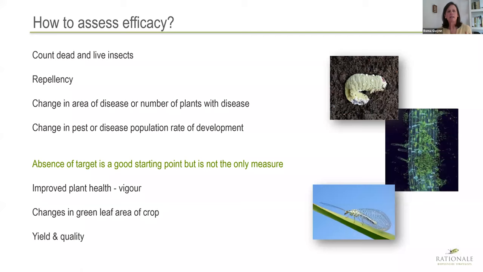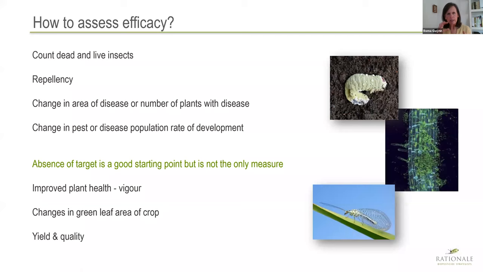Particularly if you're working with something that has repellency, you're not going to find your insects at all because they've all disappeared. They're not on your plots. So how do you assess that? One, you've had to think about careful trial design. The second part is how do you assess the fact that all your insects have disappeared off your plots?